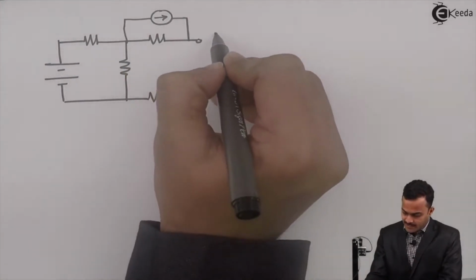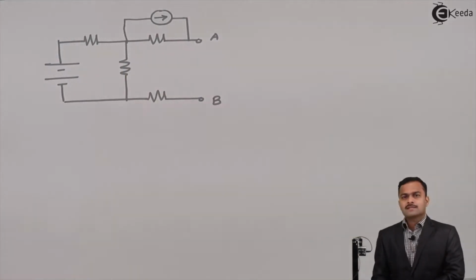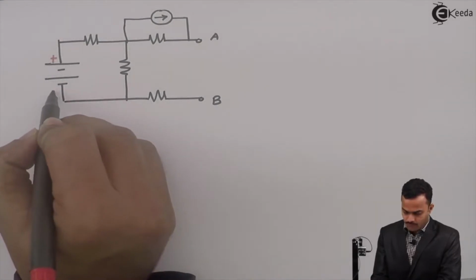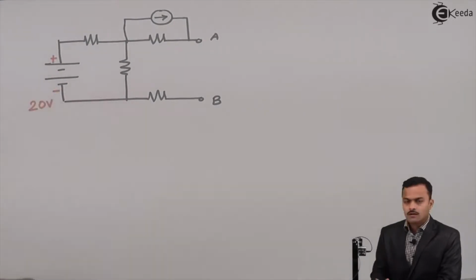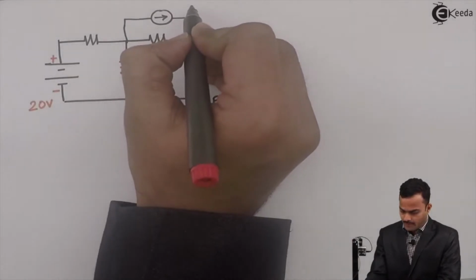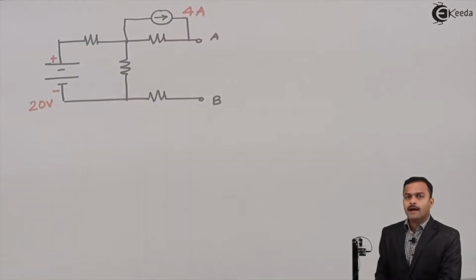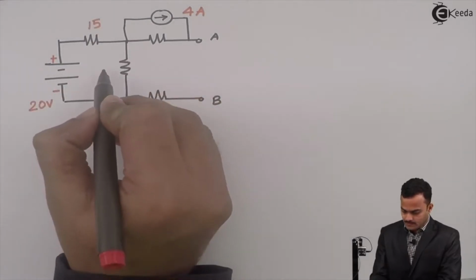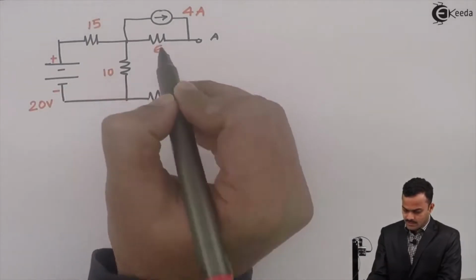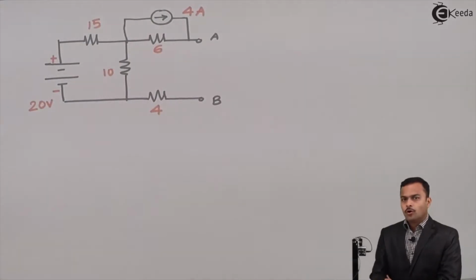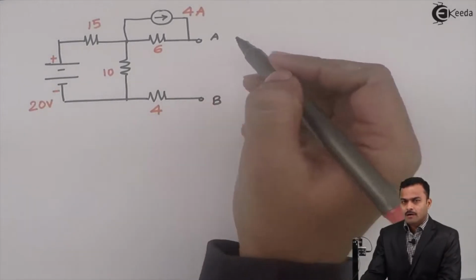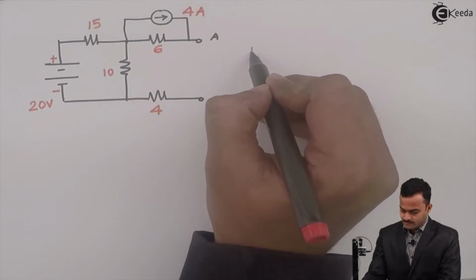These are the terminals A and B. Let's give values to the voltage source, current source and resistances. This is a voltage source of 20 volt, a current source of 4 ampere, and the resistances are 15, 10, 6 and 4 ohm. We are supposed to replace this circuit by Norton's equivalent circuit.